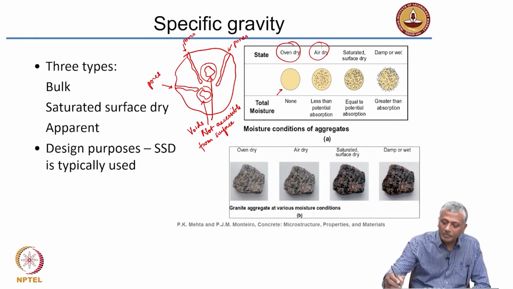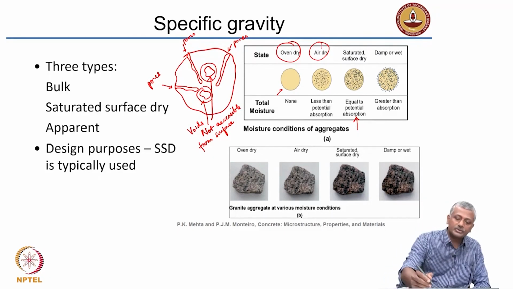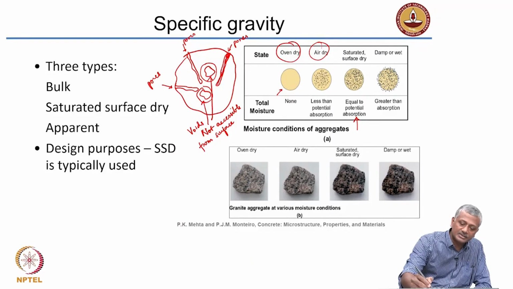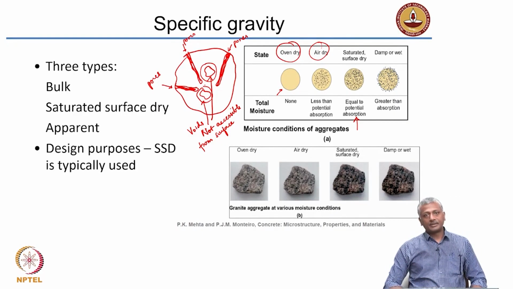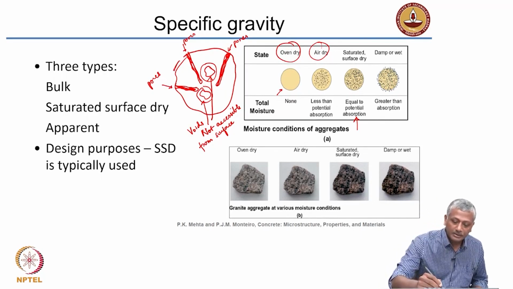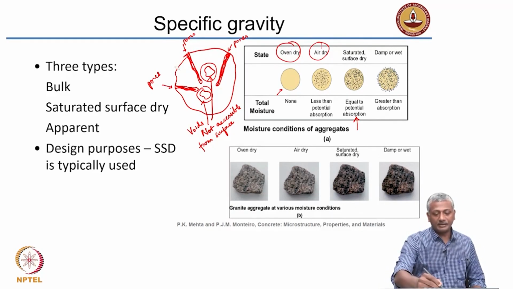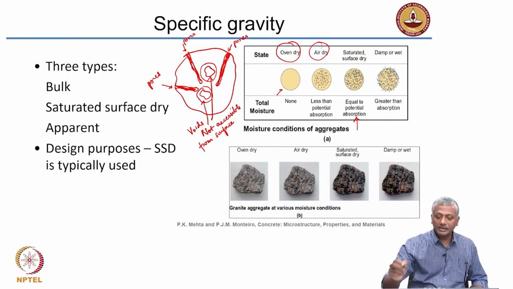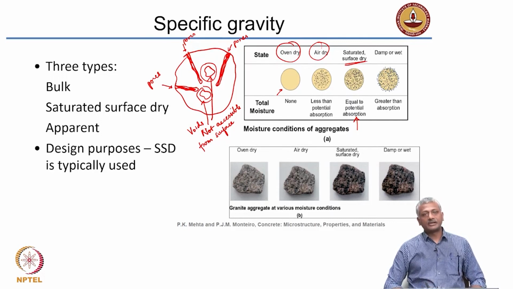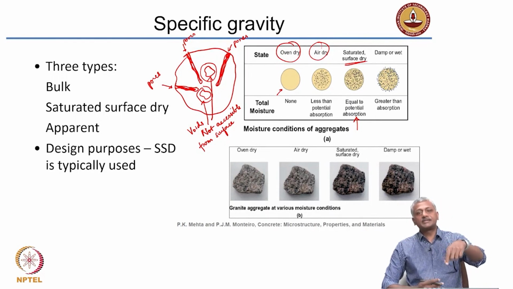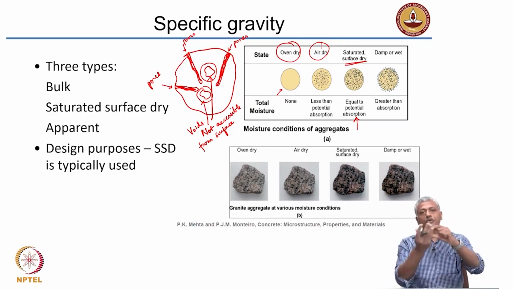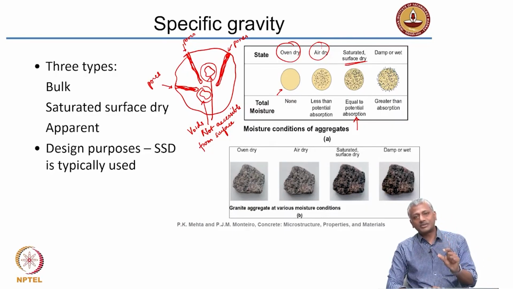So, at a given state, all the pores that are exposed at the surface get filled up completely with water, and that is called a condition where the aggregate is saturated. But there is no water clinging to the surface of the aggregate. That is why we call it saturated surface dry condition. Take an aggregate, put it inside water for, let us say, 24 hours, take it out, use a towel to wipe the moisture from the surface, and then you get what is called a saturated surface dry aggregate.